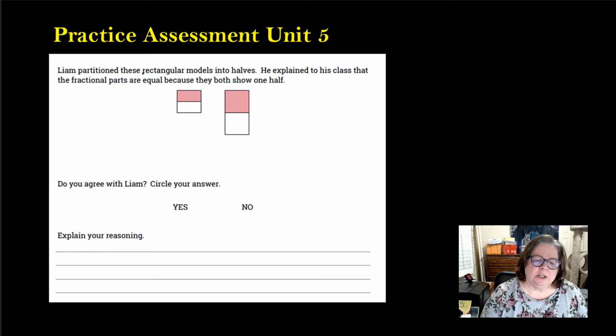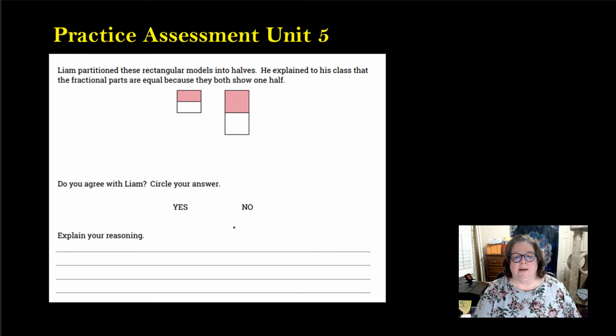Okay, so Liam partitioned these rectangular models into half. Yes, this rectangle he marked half. Yes, this rectangle he marked half. The question is, are these halves equal? We're not arguing that this isn't one half of this whole, and that this isn't one half of this whole. But are these shaded pieces equal?